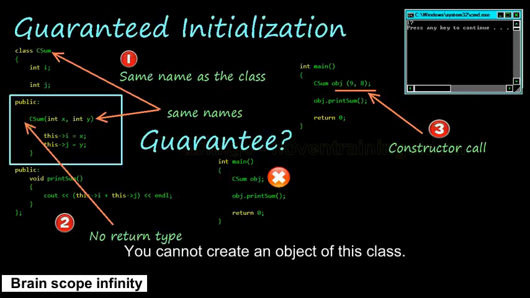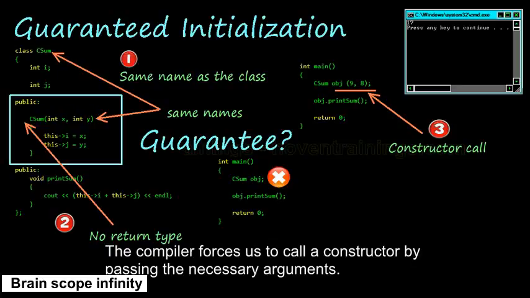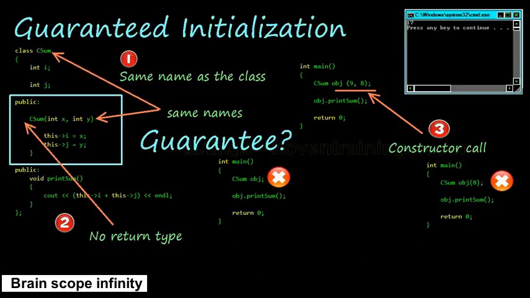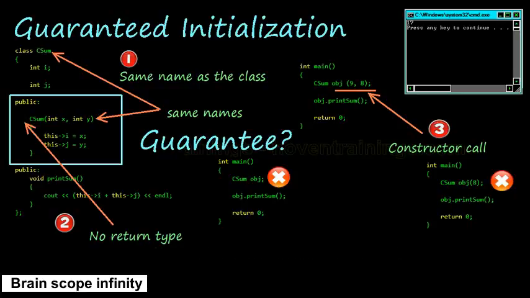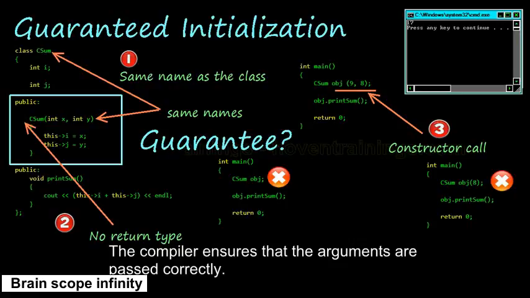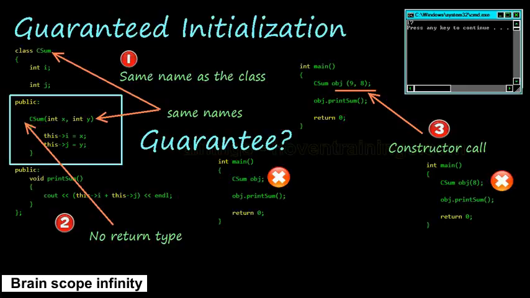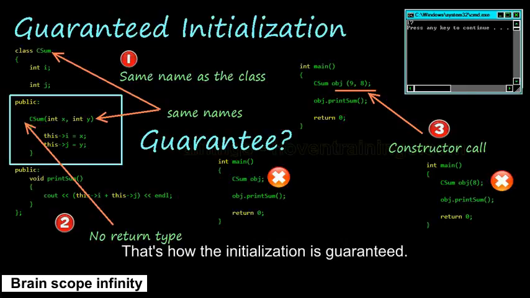You cannot create an object of this class. The compiler forces us to call a constructor by passing the necessary arguments. This is wrong as well. There is no constructor that accepts one argument. The compiler ensures that the arguments are passed correctly. That's how the initialization is guaranteed.